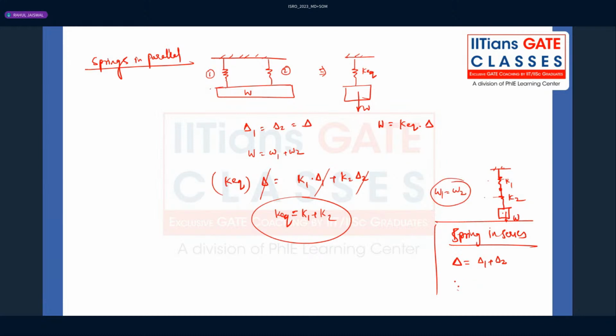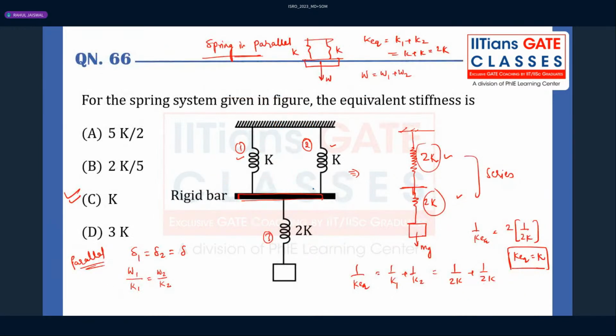In the same way, delta can be written as W divided by K equivalent, that is W divided by K1 plus W divided by K2. So this W will cancel out. You will get K equivalent as 1 upon K1 plus 1 upon K2, my dear friend. That's how we get the solution for this question.